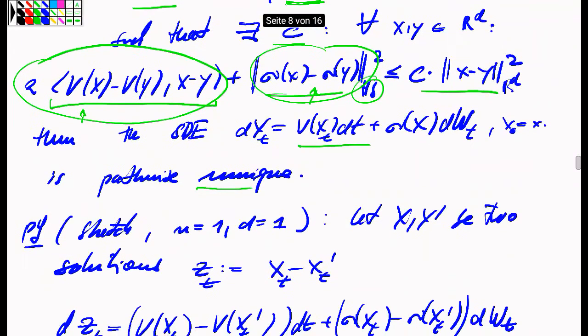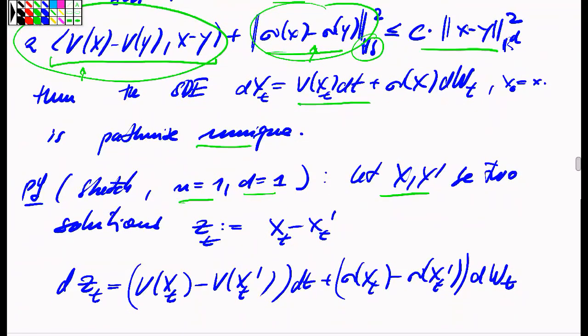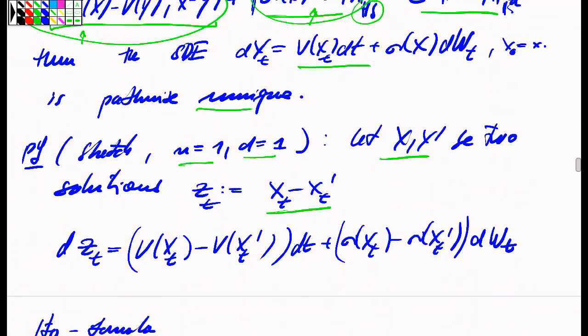Okay, why is that correct? Well, we sketch again the proof only in dimensions n equals 1 equals d. And let x and x prime be two solutions which are driven by the same Brownian motion. Then I consider the difference process of the two.